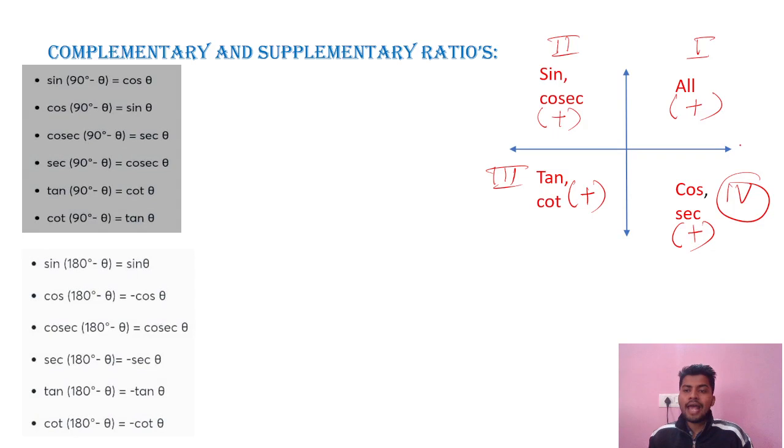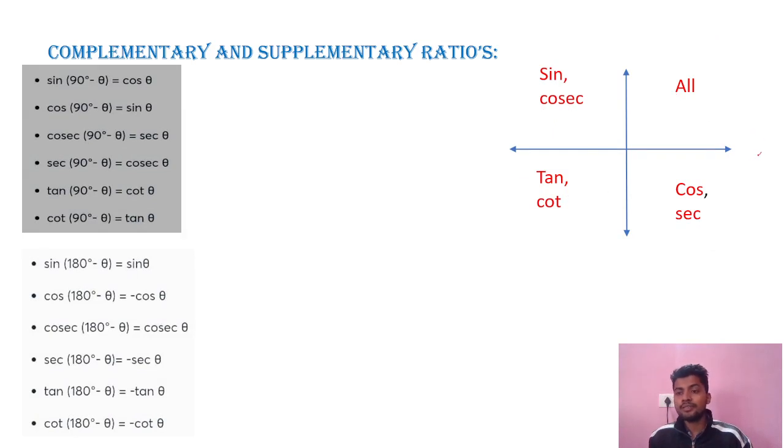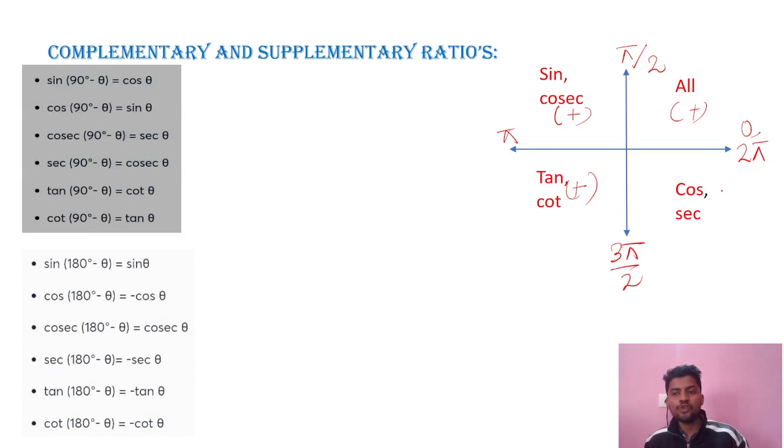Now, as we know, 0 is denoted by 0 and 360, and 360 is also 2 pi. So it is 0, 2 pi, and all are positive here. The positive y axis is pi by 2. In the second quadrant, sine and cosec are positive, and the negative x axis is pi, that is 180 degrees. In the third, tan and cot are positive, and the negative y axis is 3 pi by 2, that is 270 degrees. In the fourth quadrant, cos and sec are positive. So these are the things we know.